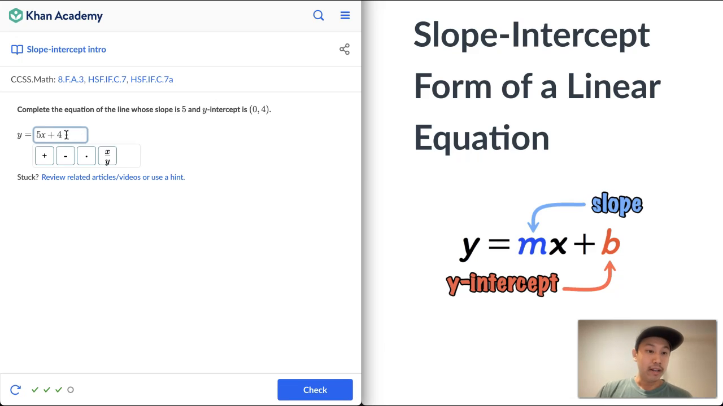Okay? So think about it. If you go back to these coordinates, right? Equation, table, graph. If you plug in an x value of 0, this becomes now 5 times 0. 5 times 0 is just 0. 0 plus 4 gives us a final y value of 4, right? So if I plug in an x value of 0 into the equation, I better get a y value of 4, which means this equation works, okay?